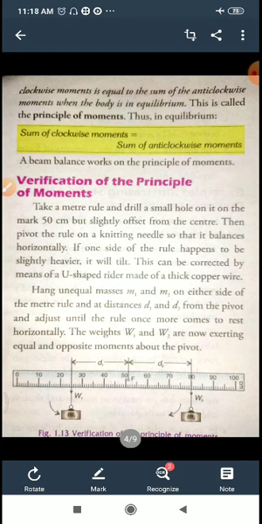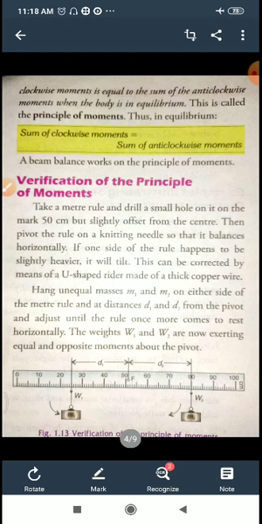Then what we have to do is balance that meter rule horizontally. If one side of the rule happens to be slightly heavier, it will tilt. Obviously this will happen. This can be corrected by means of a U-shaped rider made of thick copper wire. So we can adjust it, and we have to set up the meter rule in a horizontal position.